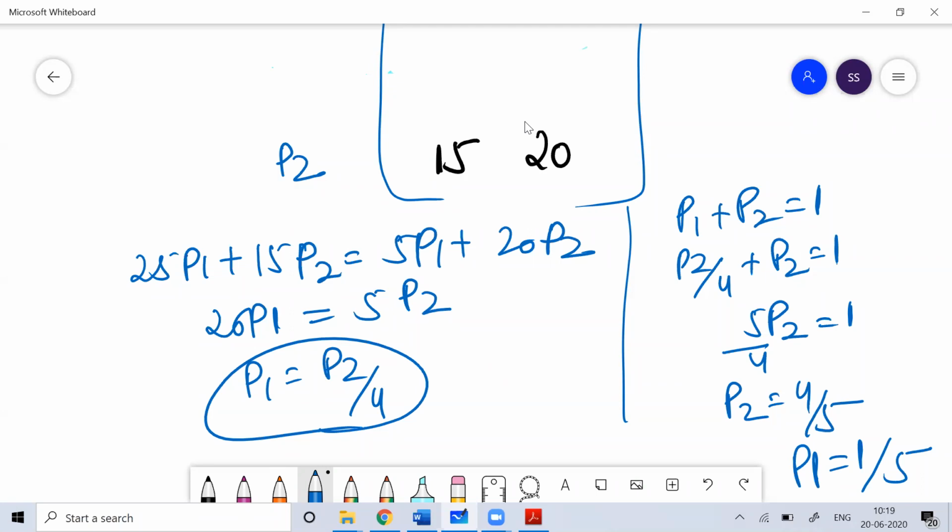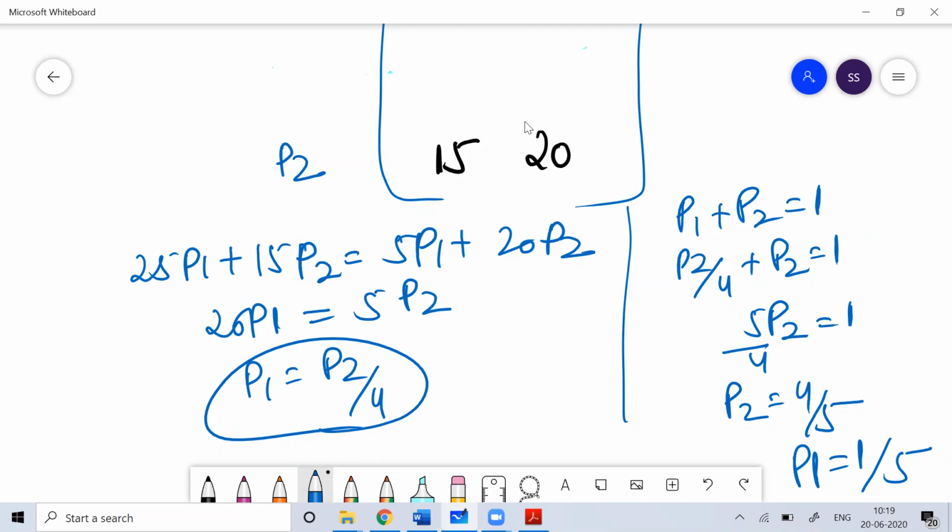Value of the game, all simple things again. Value of game is 5P1 plus 20P2. 5P1 means 5 and 5 get cancelled, so that is 1. 20P2 means 20 into 4 by 5, so this is 4 into 4, 16. Then 16 plus 1, 17. I think the value of your game would be 17.